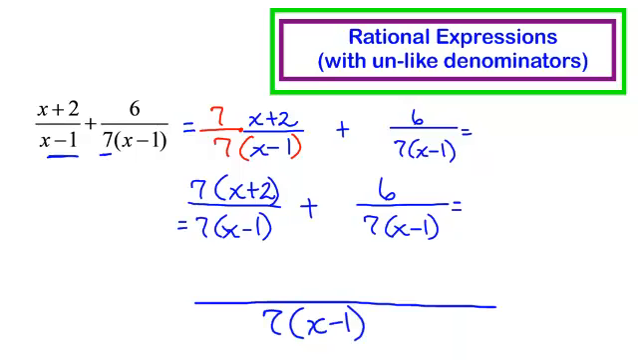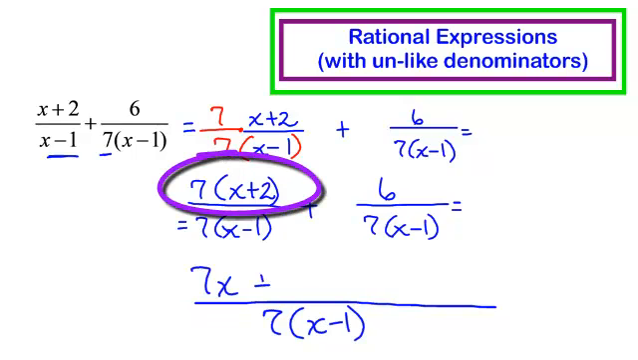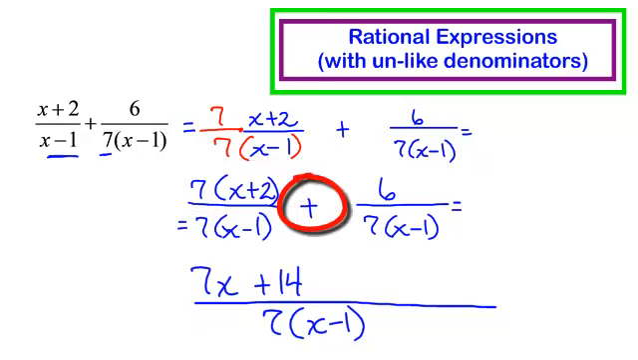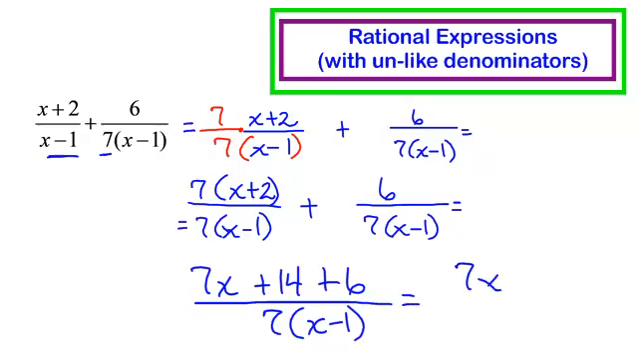In my first fraction, I will go ahead and use the distributive property. That will be 7x plus 14. I have a plus, so I don't have to beware. If it was a negative, I'd have to make sure I'm careful. And I don't have a binomial here either. It's just 6, so it's just plus 6. You have some like terms. That will be 7x plus 20 over 7 times x minus 1.